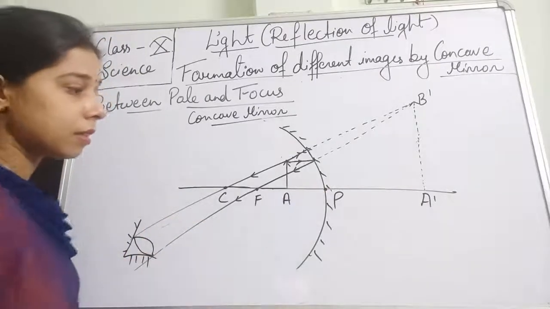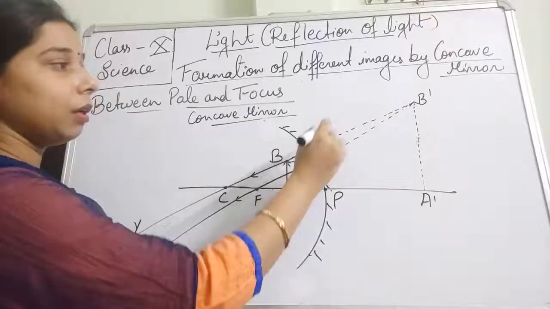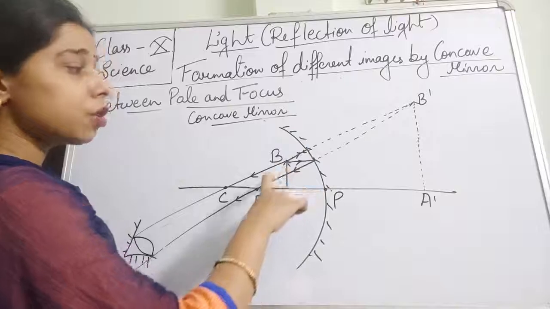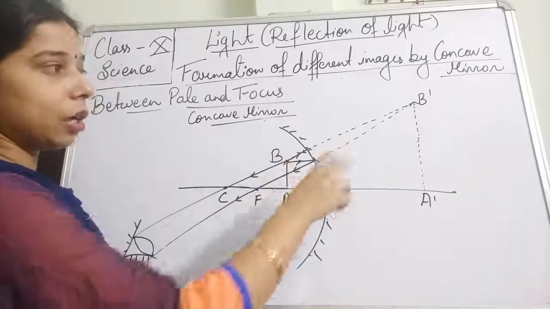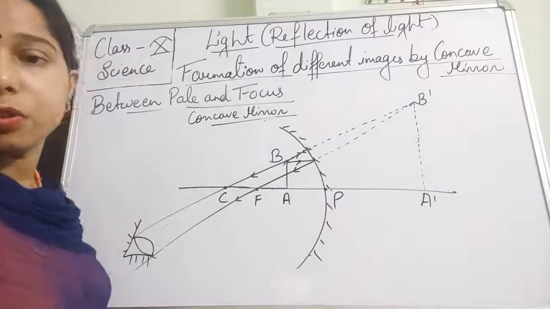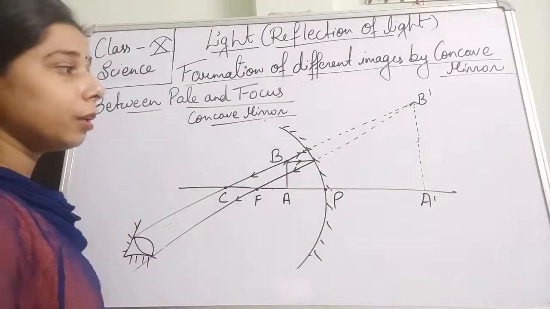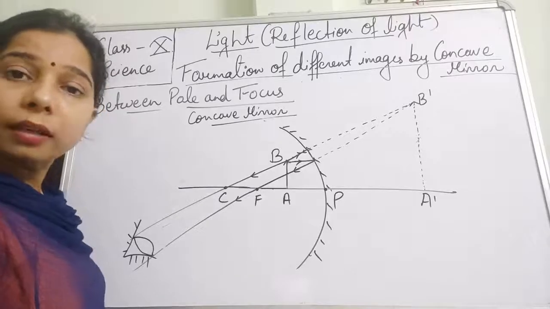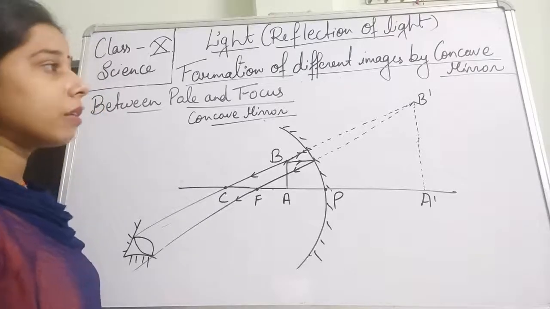Erect, student, because this is A and B, and the image formed is A dash and B dash, and it is not upside down, it is the same way up. So we will say that it is an erect image. And the kind of image, since it is behind the mirror, will be a virtual image. Okay, this is the first ray diagram.